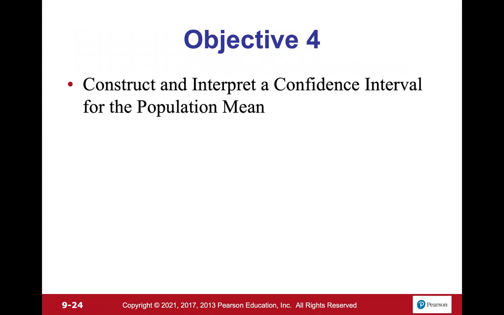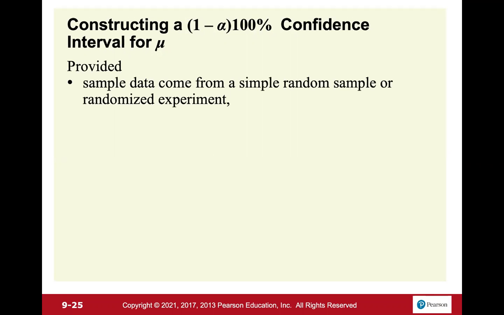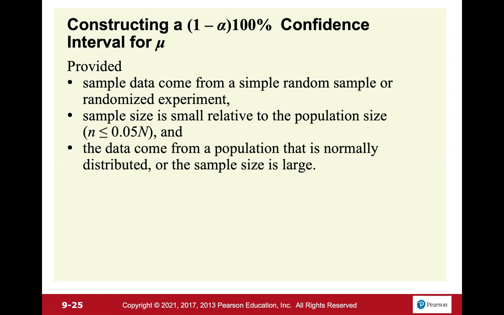Next, construct and interpret a confidence interval for the population mean. Constructing a 1 minus alpha times 100% confidence interval for mu, the population mean. First, the sample data must come from a simple random sample or randomized experiment, the sample size is small relative to the population, or we could say that the sample size is less than 5% of the population. The data come from a population that is normally distributed, or the sample size is large.